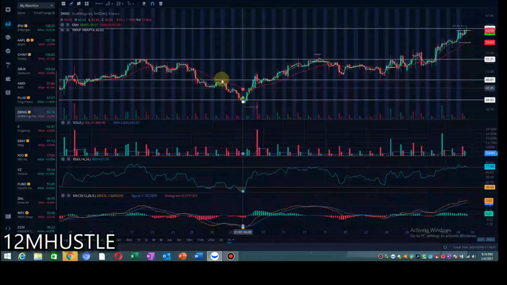And then here, as you can tell, it finally breaks. This is your resistance. This is your support. It breaks the support, goes down, boom, and then this becomes your new support, and this becomes your resistance.